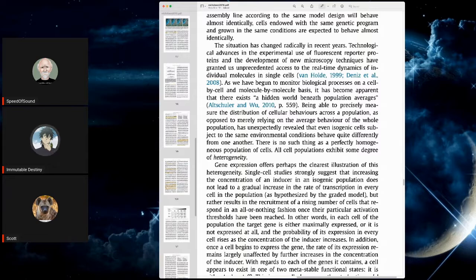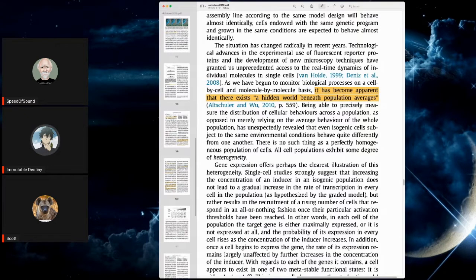The situation has changed radically in recent years. Technological advances in experimental use of fluorescent reporter proteins and the development of new microscopy techniques have granted us unprecedented access to the real-time dynamics of individual molecules and single cells. As we have begun to monitor biological processes on a cell-by-cell and molecule-by-molecule basis, it has become apparent that there exists a hidden world between population averages.